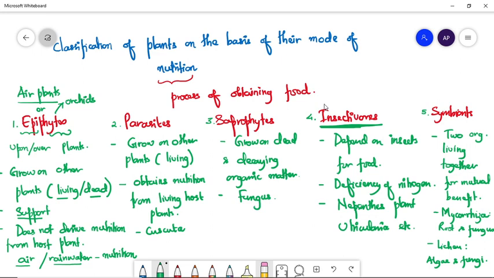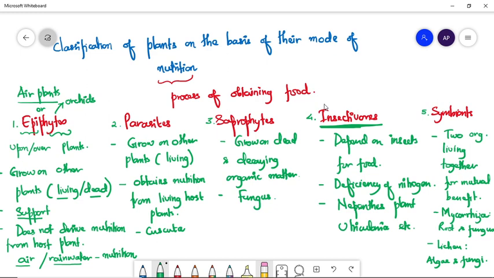So the epiphytes are plants which grow on other plants, and that plant may be either living or dead. It grows on the other plant only for support and not to derive nutrition from that host plant, because it derives its nutrition from the air and rainwater.